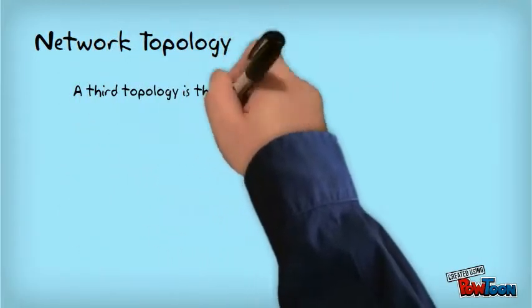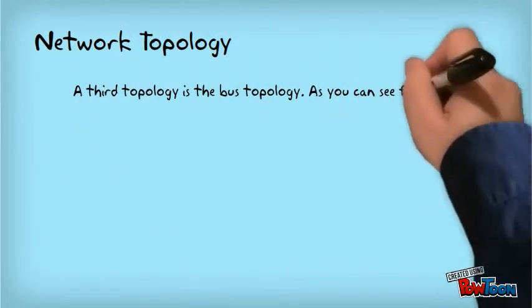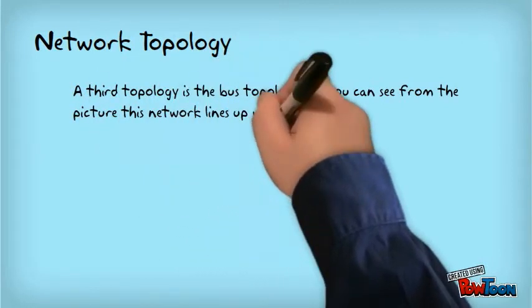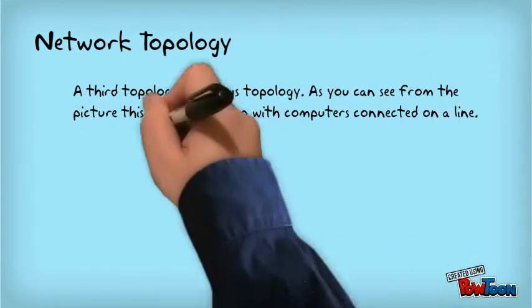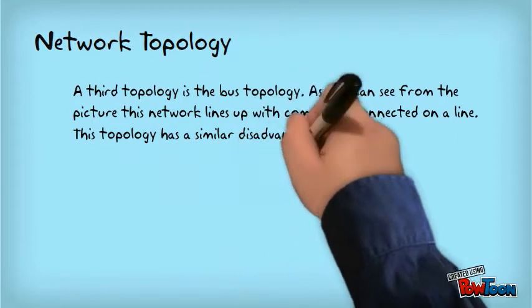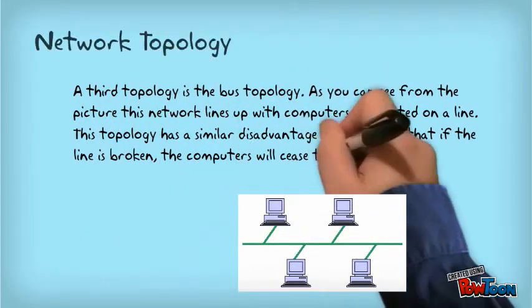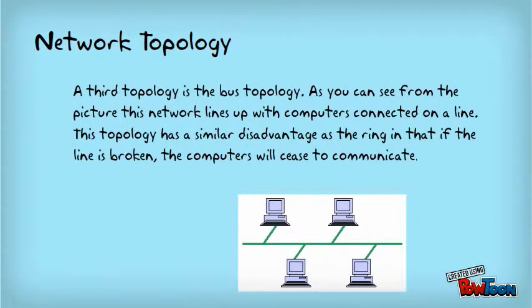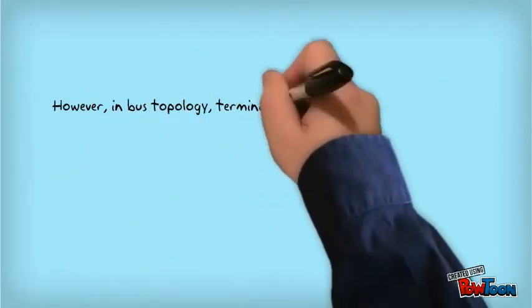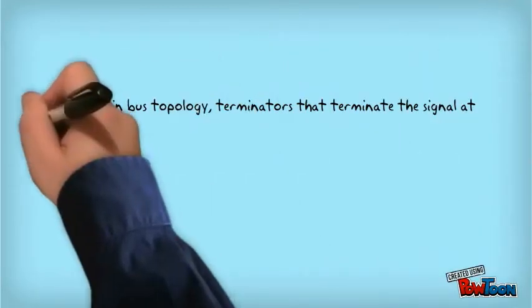A third topology is the bus topology. As you can see from the picture, this network lines up with computers connected on a line. This topology has a similar disadvantage as the ring, in that if the line is broken, the computers will cease to communicate. However, in a bus topology, terminators must be used so they can terminate the signal at the end.